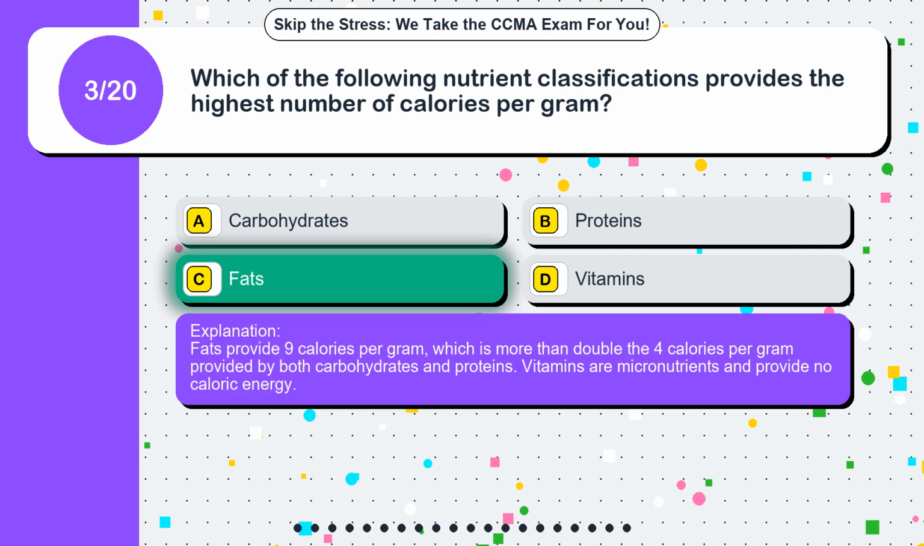Fats provide 9 calories per gram, which is more than double the 4 calories per gram provided by both carbohydrates and proteins. Vitamins are micronutrients and provide no caloric energy.